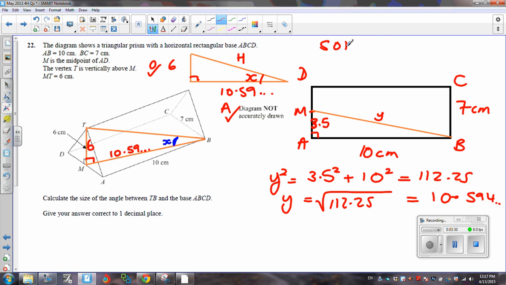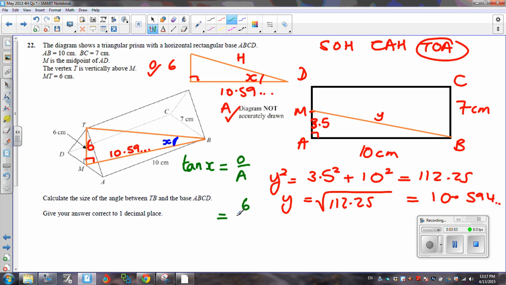Now, if we think of our right angle triangle formulae, we've got SOH, CAH, and TOA. The one that uses the opposite and the adjacent is this one. So we're going to be using tan to find angle X. So if we write it here, tan of angle X is equal to the opposite divided by the adjacent. In this case, the opposite is 6. The adjacent is the 10.59 that I've saved in my memory. So that's tan X. If we now want to find X, we're going to have to do tan to the minus 1. So use your calculator keys, work out 6 over 10.59, and then press Shift Tan.